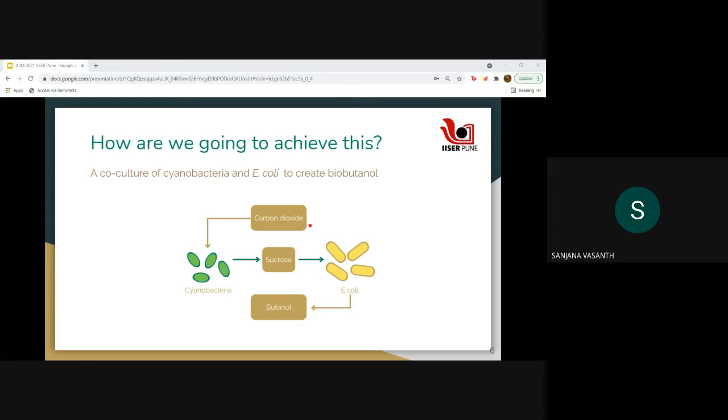And how are we going to go about achieving this? We create a co-culture of cyanobacteria and E. coli to manufacture chemicals. Cyanobacteria fix atmospheric carbon dioxide as sucrose under osmotic stress, and we will modify it to secrete it in the culture medium. E. coli will then take up the sucrose and use it to manufacture chemicals. The chemical we've chosen for this particular project is butanol, but by substituting the strain of E. coli we use, we can manufacture a virtually endless number of products.